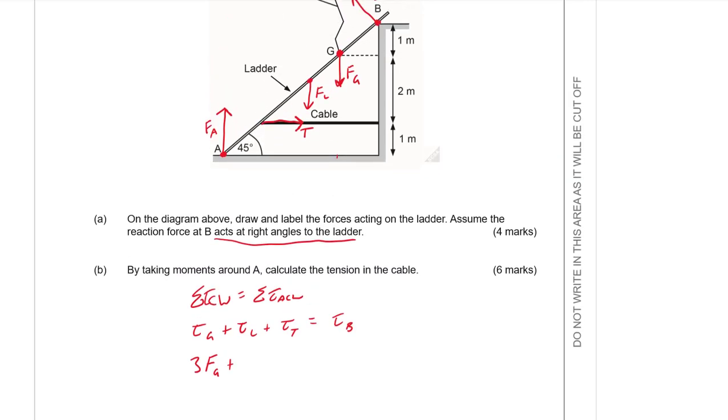Now for G, I use the perpendicular distance method, but to solve for the ladder, the perpendicular distance isn't known. But what I do know is I know the actual radius. I know that that's 3 meters because it's halfway up the ladder. So what I'll do is I'll say that's 3 times the force due to that, and I know the angle here as being 45 degrees. So I say 3FL sine 45.